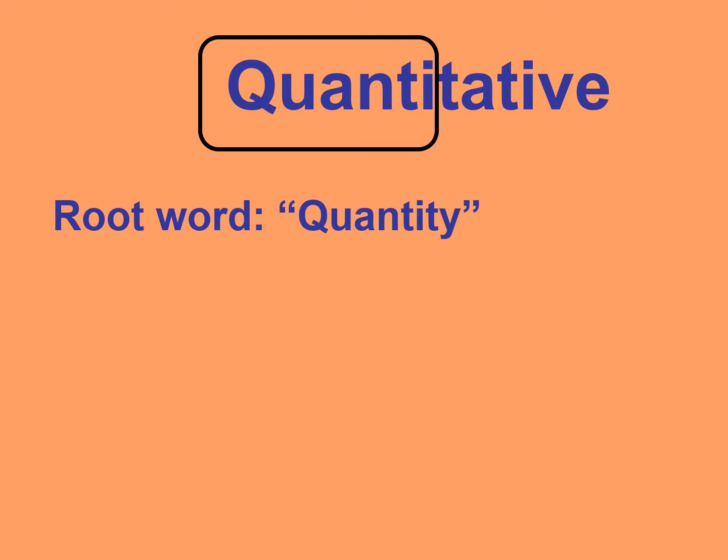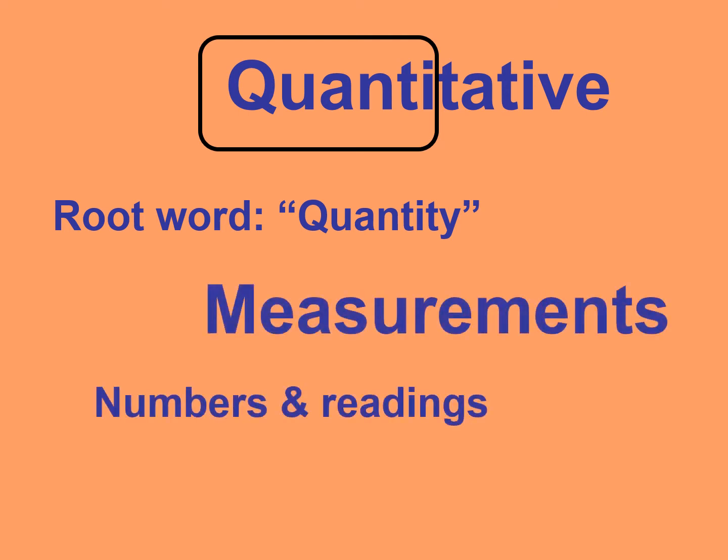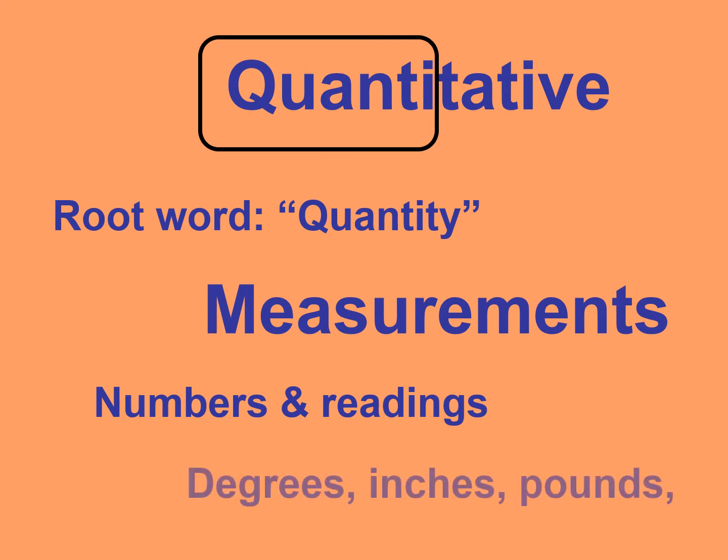Okay? So yeah, you're using your sight to record these, but they're not sense-based observations. These are number-based observations. So these are your measurements, your numbers and readings. These could be in degrees, inches, pounds, grams, liters. You could simply count the amount, like there are 15 lockers. So quantitative are your number type observations.